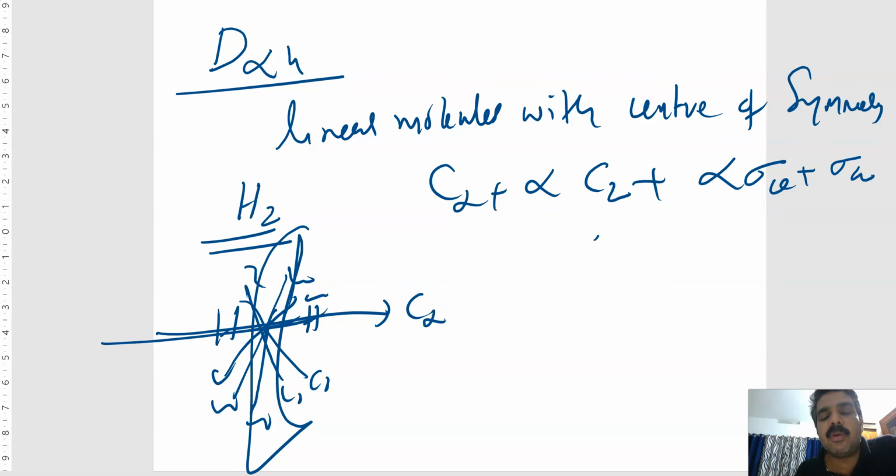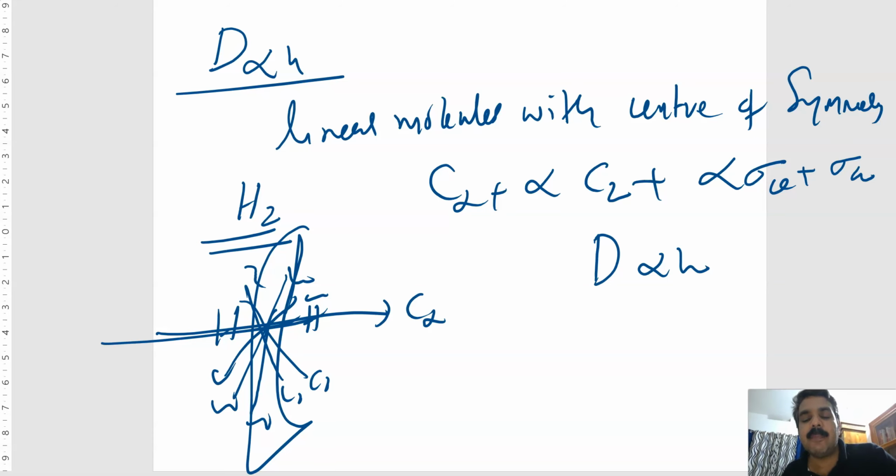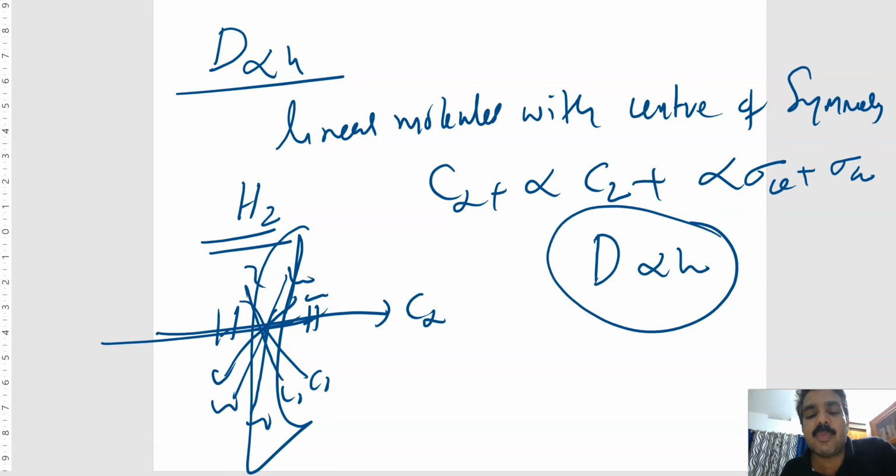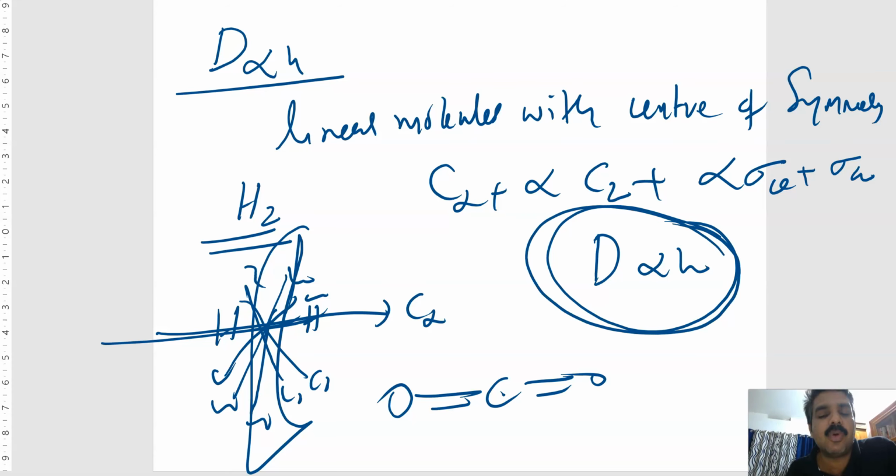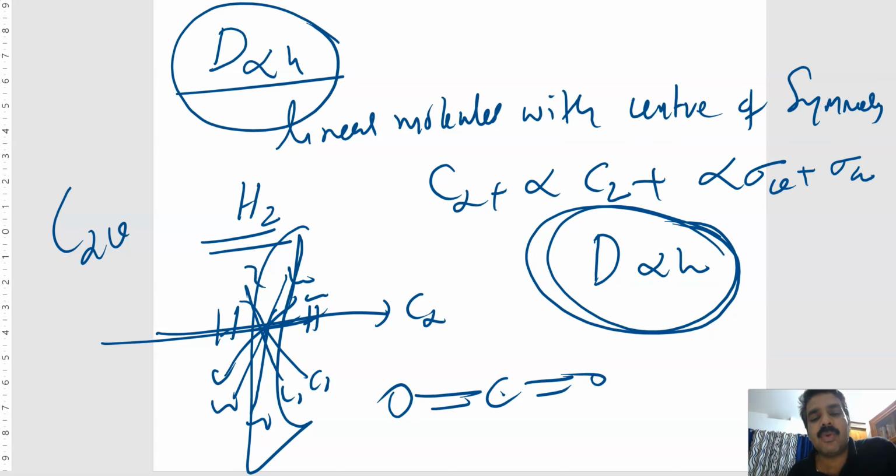So the point group of this type of molecule is D infinity H. So all linear molecules with a center of symmetry belong to D infinity H point group. For example, carbon dioxide is a linear molecule with a center of symmetry, so it belongs to D infinity H point group. So linear molecule with no center of symmetry belongs to C infinity V. Linear molecule with center of symmetry belongs to D infinity H. That you have to remember.